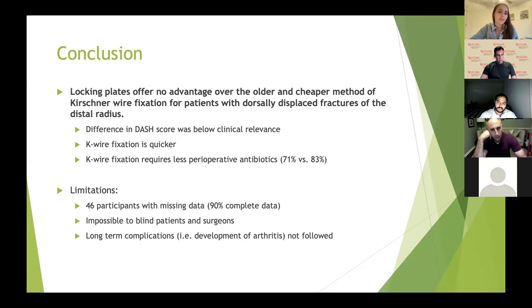Limitations to the study is that there were 46 participants with missing data, but the study was well powered. So they recruited more than they needed for an adequate statistical analysis. So that is a limitation in a way, but not necessarily. Impossible to blind patients and surgeons is just the nature of the study. And one thing that they did not look at is overall long-term complications, such as the development of arthritis. It was not followed. That would need to be a longer-term study to do so. And that's my presentation.